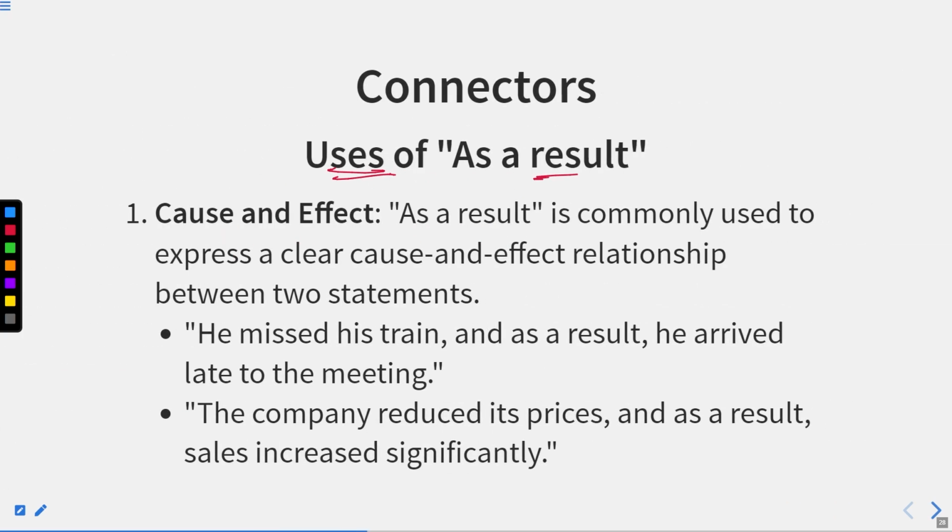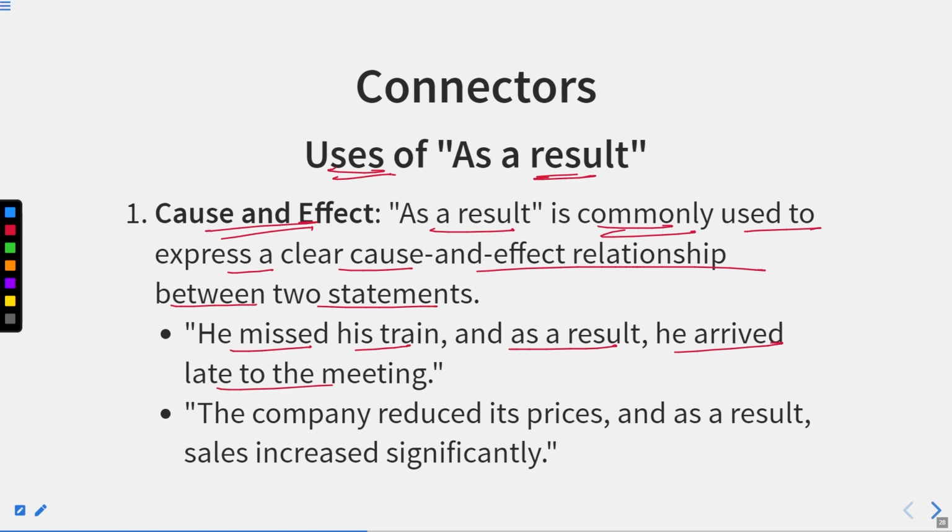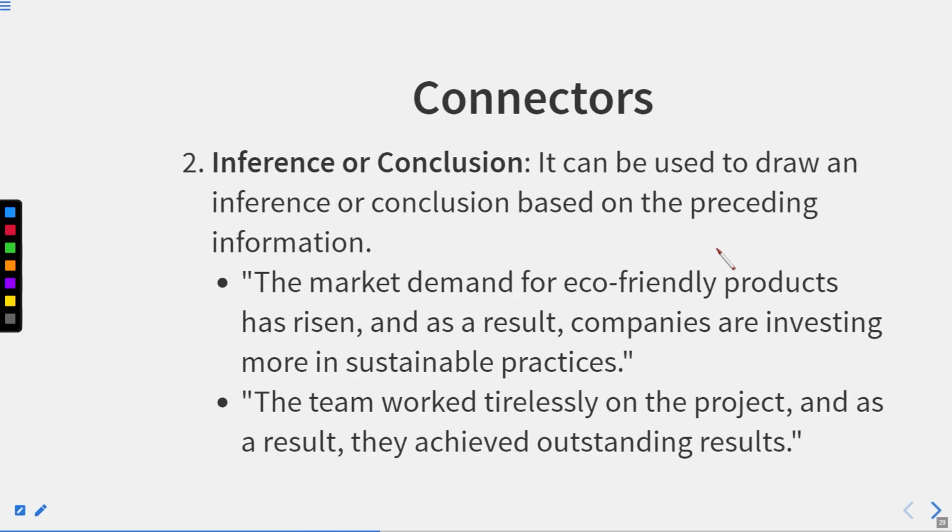Now we'll discuss the uses of as a result. First of all, we have cause and effect. As a result is commonly used to express a clear cause and effect relationship between two statements. He missed his train, and as a result, he arrived late to the meeting. The company reduced its prices, and as a result, sales increased significantly. Okay, the company reduced its prices, and the result of which was that sales increased significantly.